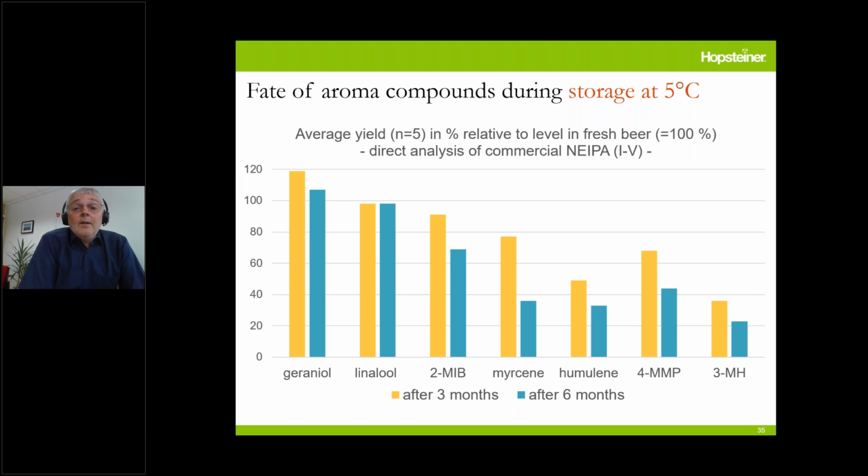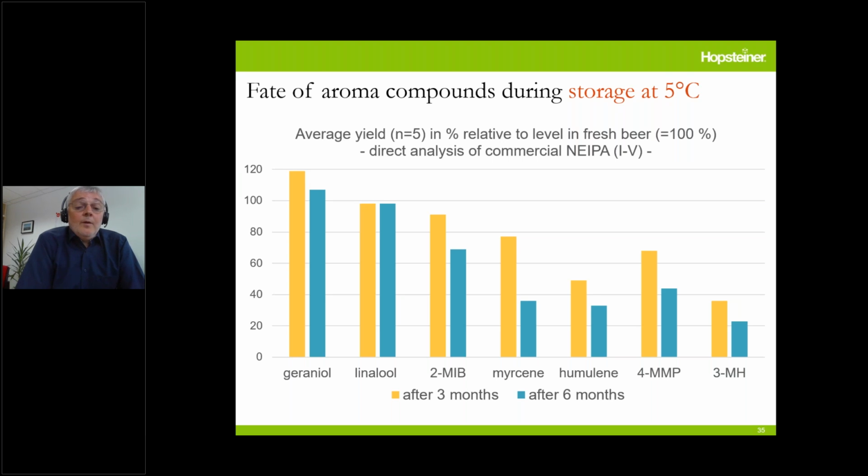And you see here always the level in fresh beer is set as 100%, and you see the relative decrease of the individual compounds after 3 and after 6 months. For geraniol, there is even an increase after 3 months and 6 months. I don't know whether this is due to the analytical deviation or if there is any other liberation of geraniol from glycosidic bond precursors. So this is unknown. Let's say the compound at least seems to be very stable.